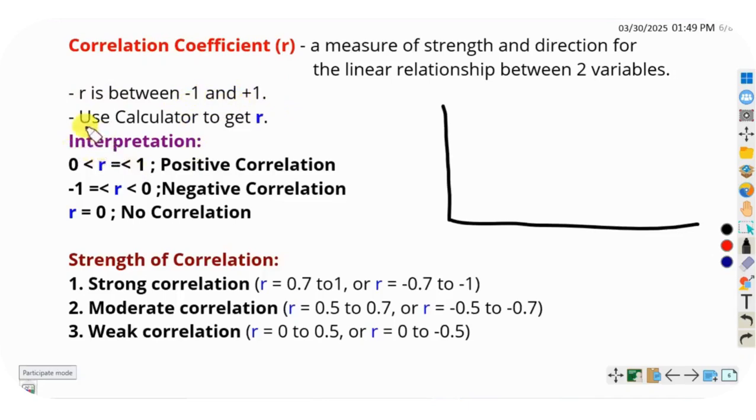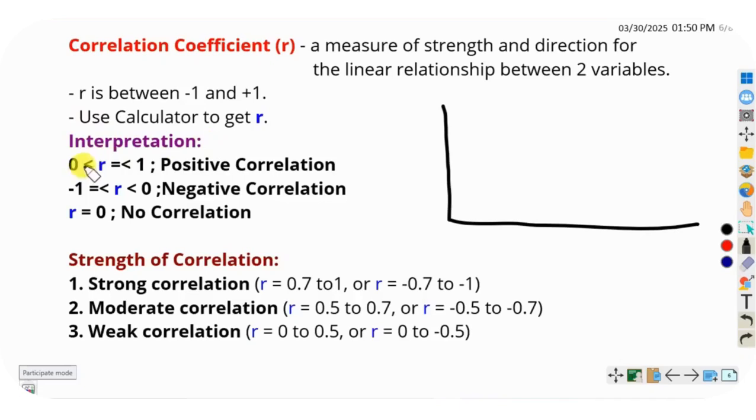So how do we find it? You can also use the calculator. The formula is long, but if you know how to use the calculator for statistics, as I had already explained on the previous page, you can use the calculator to get R, the correlation coefficient, and then you interpret the value that you get.